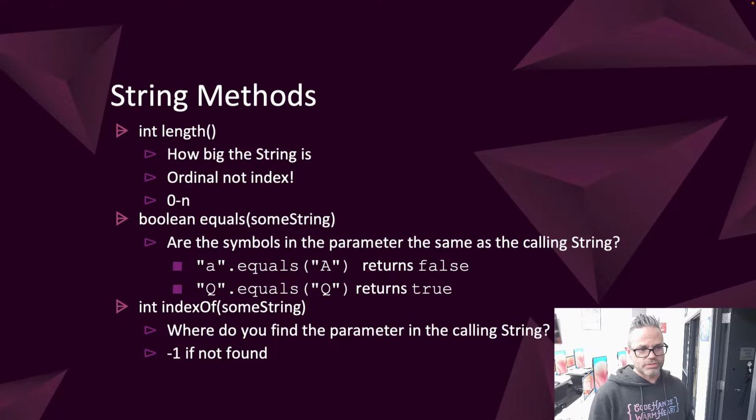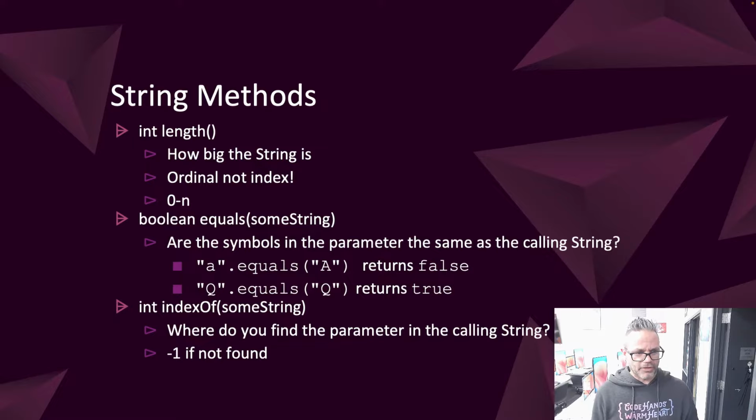The dot equals method takes some string as a parameter and returns true or false if it matches exactly. Are the symbols in that parameter the same as the calling string? We have lowercase a dot equals capital A. That returns false because they are not the same string. Capital Q dot equals capital Q returns true. If I use the equals equals operator, there's no guarantee we're going to get any of those results.